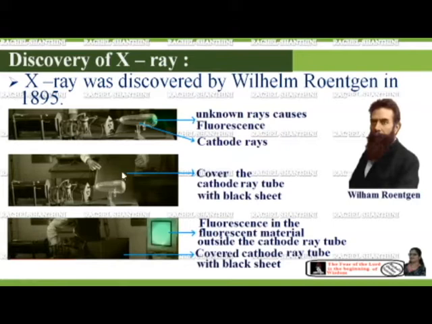Then he wrapped that cathode ray tube with a black sheet and applied high voltage in the cathode tube. These unknown rays could produce fluorescent light in the fluorescent screen made up of zinc sulfide, which is placed outside the cathode ray tube. Since Wilhelm Röntgen did not know the nature of the radiation, he named them X-rays, and the name is still carried on. So X-ray was discovered by Wilhelm Röntgen in 1895.